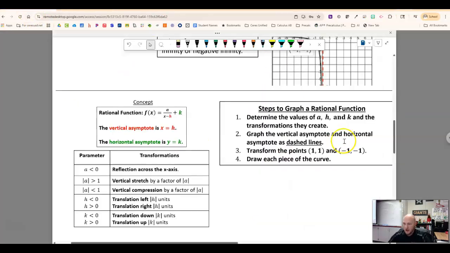So that is kind of generally what we do, and then we'll draw our pieces of the curve through those points.